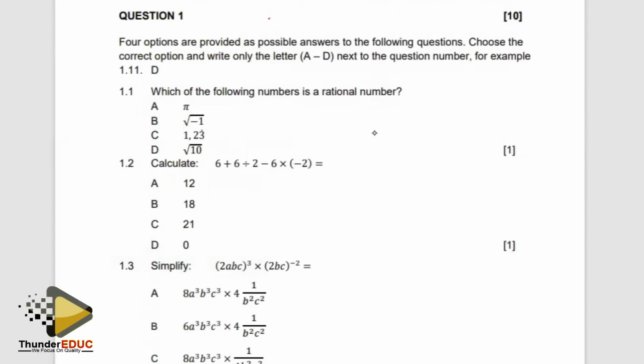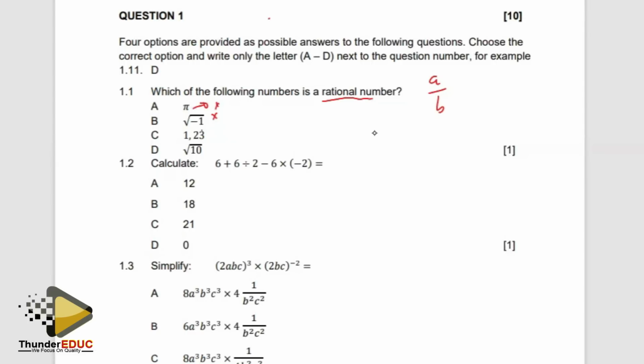Which of the following numbers is rational? We know that a rational number is a number that can be expressed in the form of a over b, in other words, can be written as a fraction. Pi is irrational because when you expand pi, you get 3.1415 and so on and so forth. There are a whole lot of numbers. We cannot get the square root of negative 1, so this is also out.